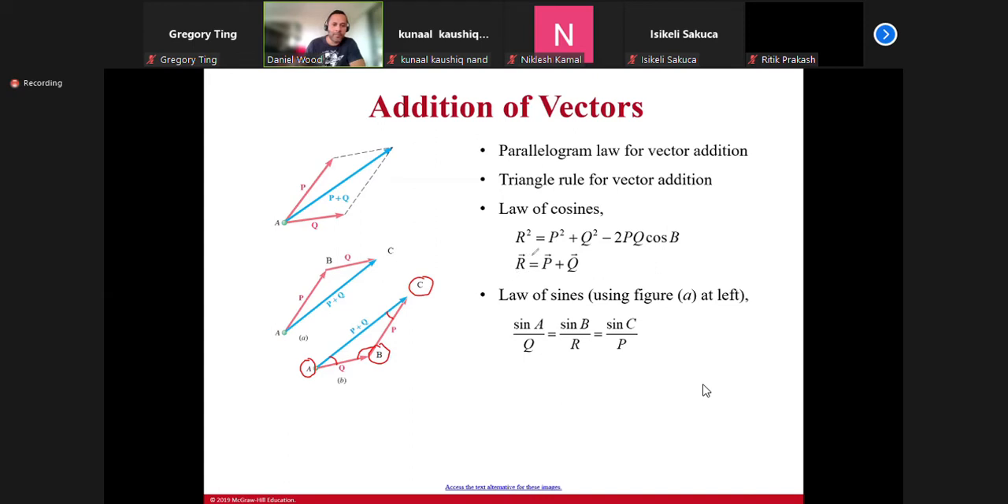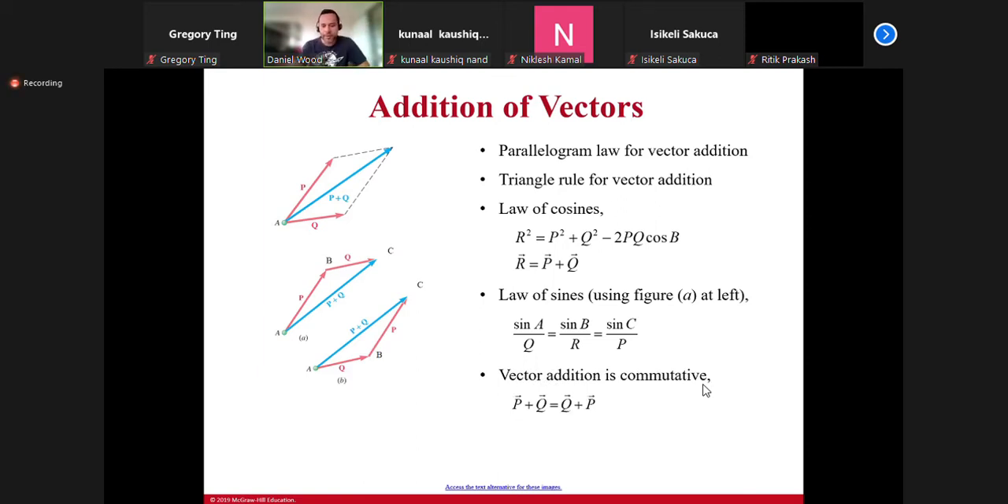For the law of cosines, you need adjacent sides of B. So you need this internal angle plus Q and P, and then you can work out the resultant. This shouldn't be anything new necessarily. You should have probably covered this in your physics or your maths at high school level. It's just maybe a new application, I don't know.